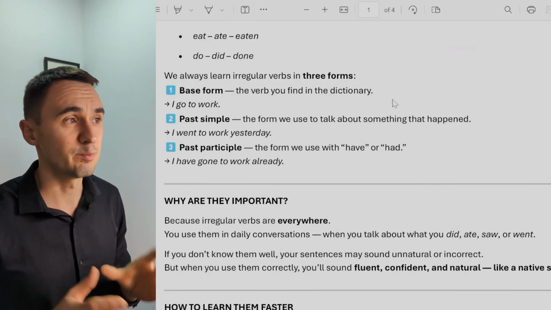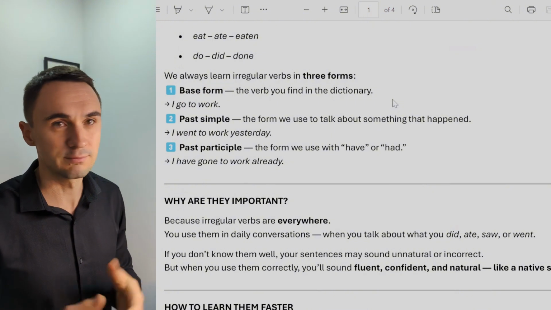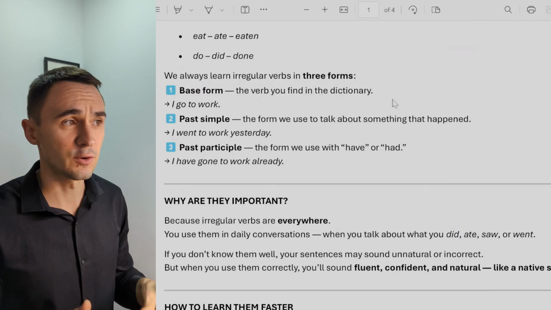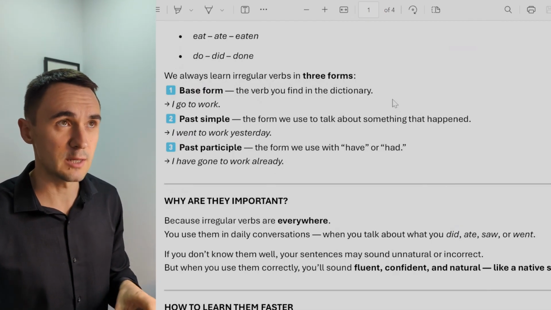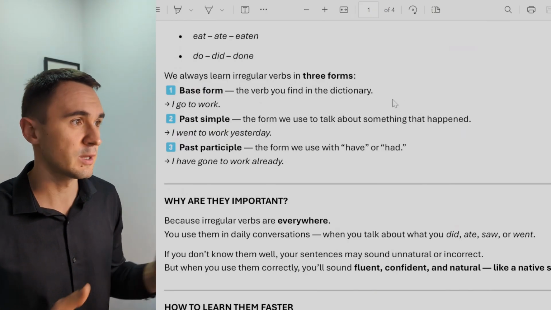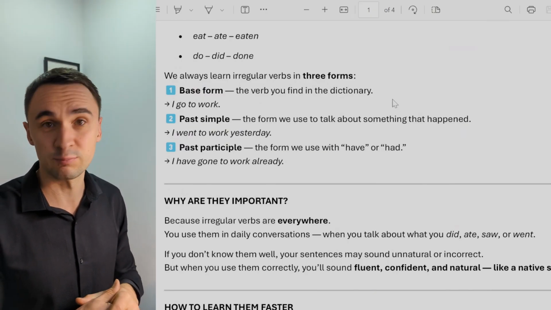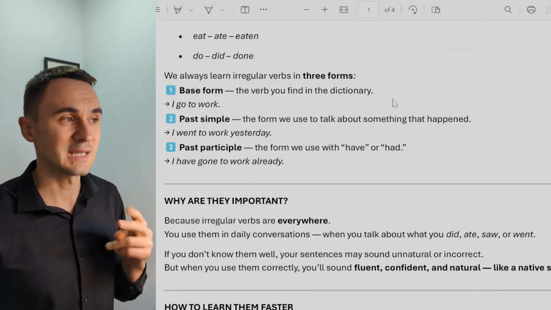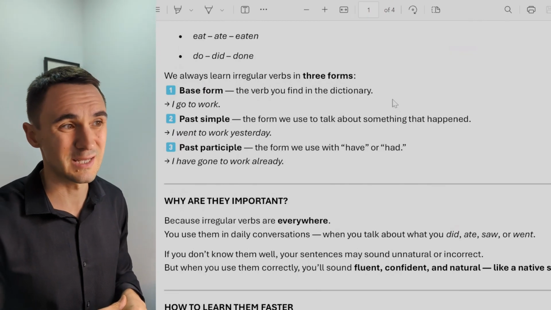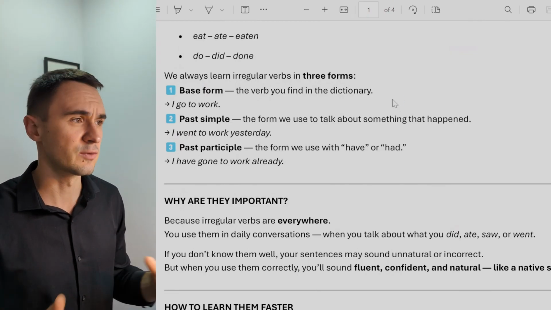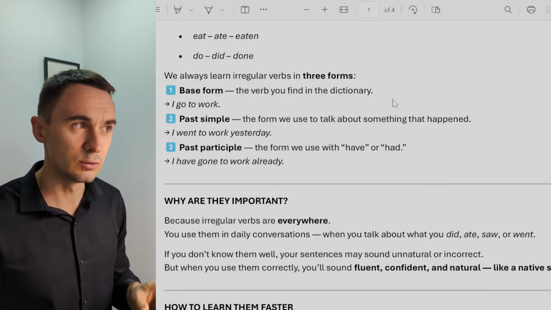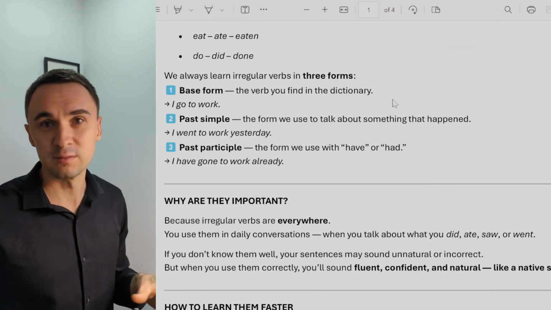So the first one is a base form, or we can just simply call it first form of the verb, yeah? And it's the verb you find in a dictionary, right? So when you type a verb or look it up in a dictionary, you will see that base form. For example, I go to work. And indeed, we use it in present simple. Now, the second form, or past simple form, yeah, it's the form we use to talk about something that happened in the past, okay? For example, I went to work yesterday. And actually, we only use this second form only in past simple.